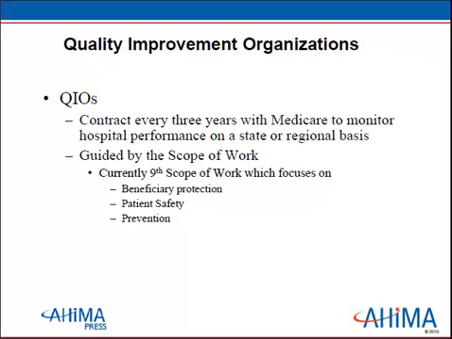Quality improvement organizations are organizations that contract with Medicare to monitor hospital performance on a state or regional basis. These are guided by scope of work. Each scope of work will last 3 years, and every scope of work has a different focus. The current scope of work is the 9th, and what they're looking at now is protecting the beneficiaries or the patients, patient safety. There's a lot of medical errors that happen in healthcare organizations, so preventing those as well.